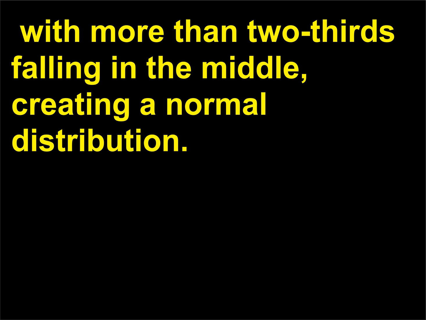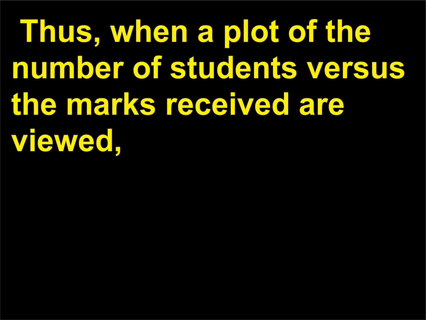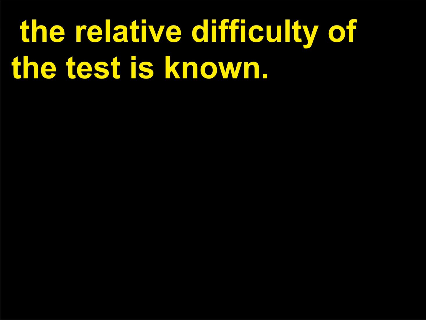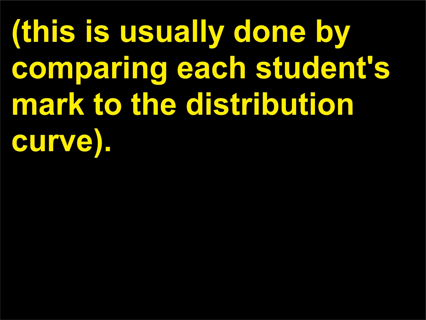But most test results are not ideal. Thus, when a plot of the number of students versus the marks received is viewed, the relative difficulty of the test is known. It is then up to the teacher to decide how to distribute the grades. This is usually done by comparing each student's mark to the distribution curve.